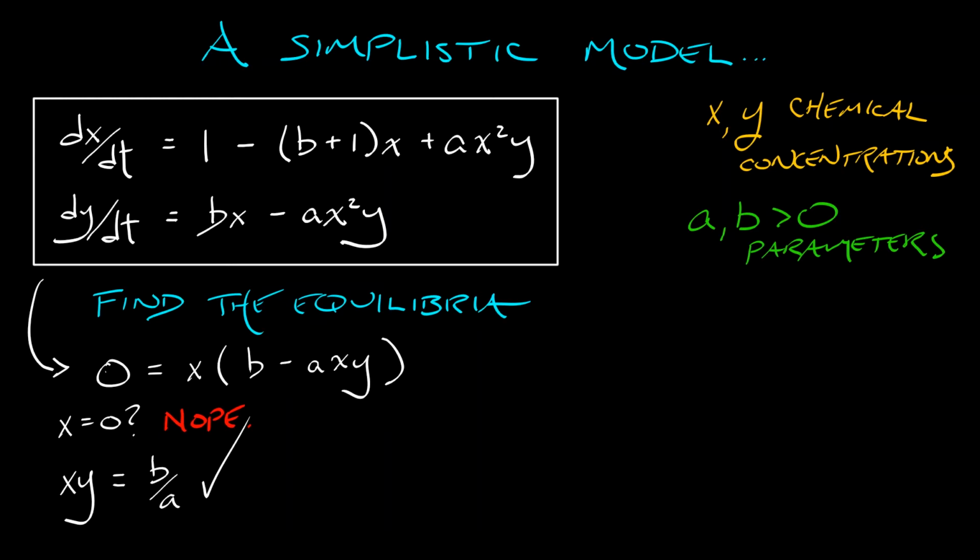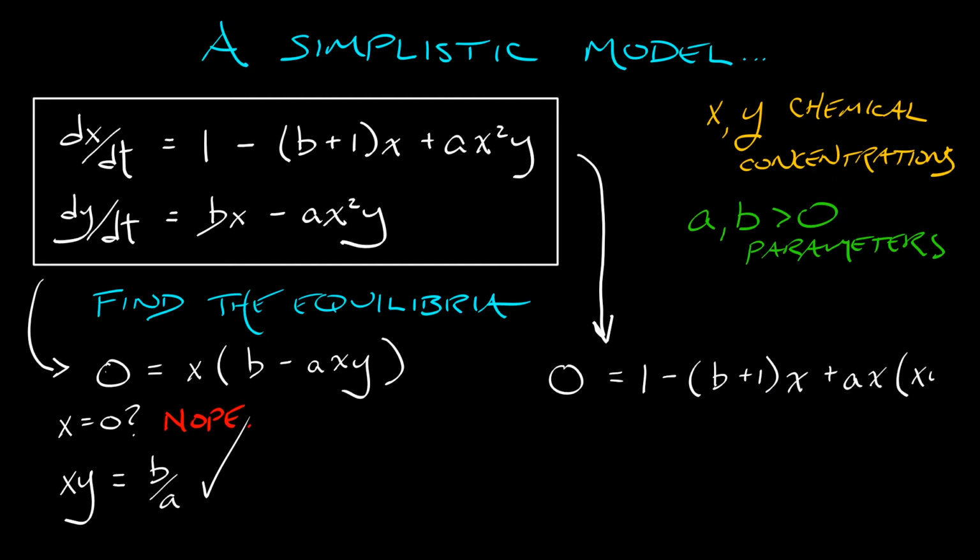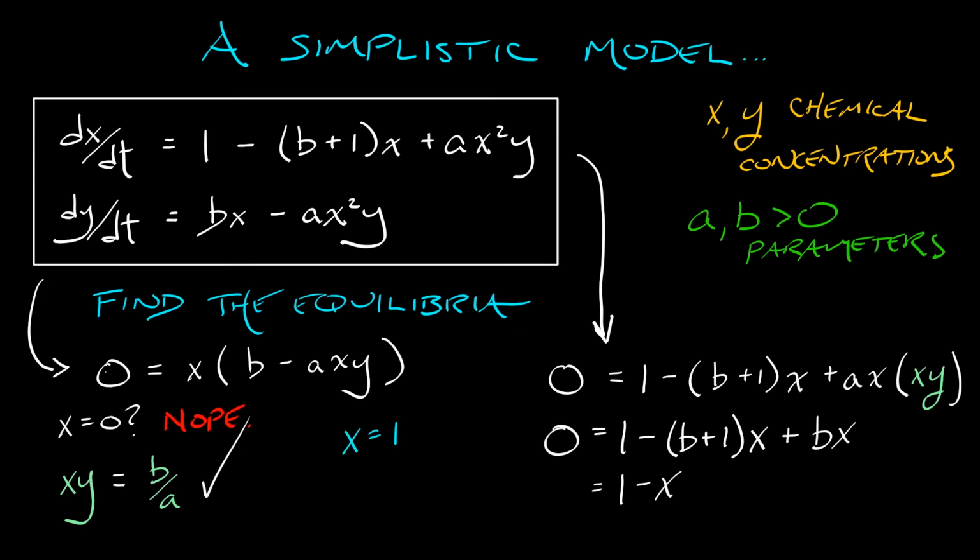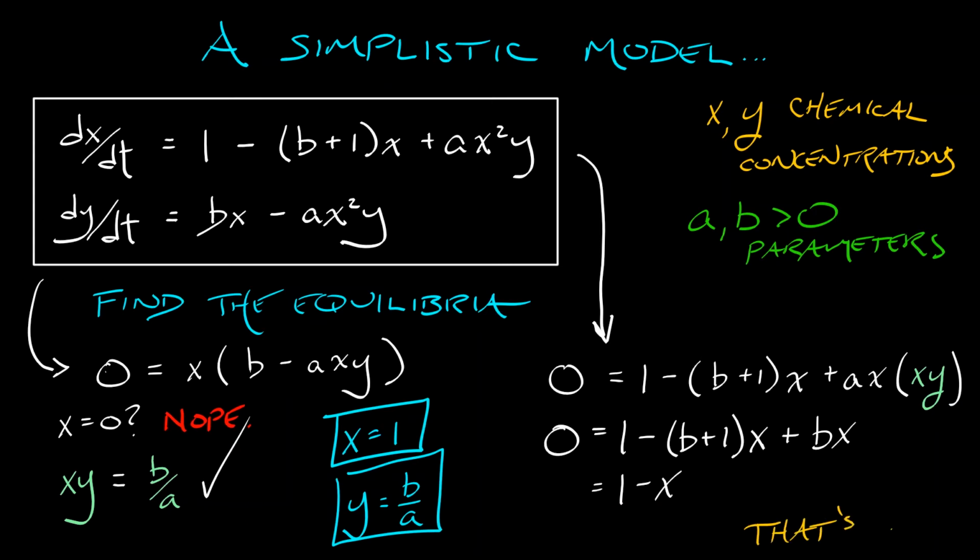Very good. Now I'm going to take the first equation for dx/dt, set that equal to 0, and I'm going to isolate a factor of x times y. Substituting in b over a for x times y, I get that 0 equals 1 minus (b plus 1) times x plus b times x. That is 1 minus x. And that's it. Our equilibrium happens where x equals 1, and using the previous equation, y equals b over a.